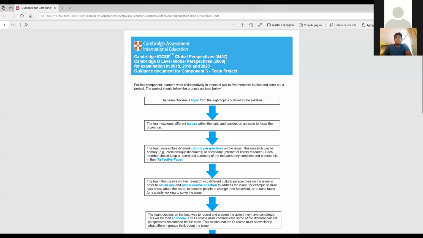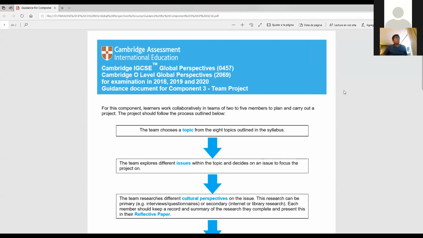Okay, I'm going to share my screen with you. Yeah, this is it. This document is the one you have right now. So let's take a look.